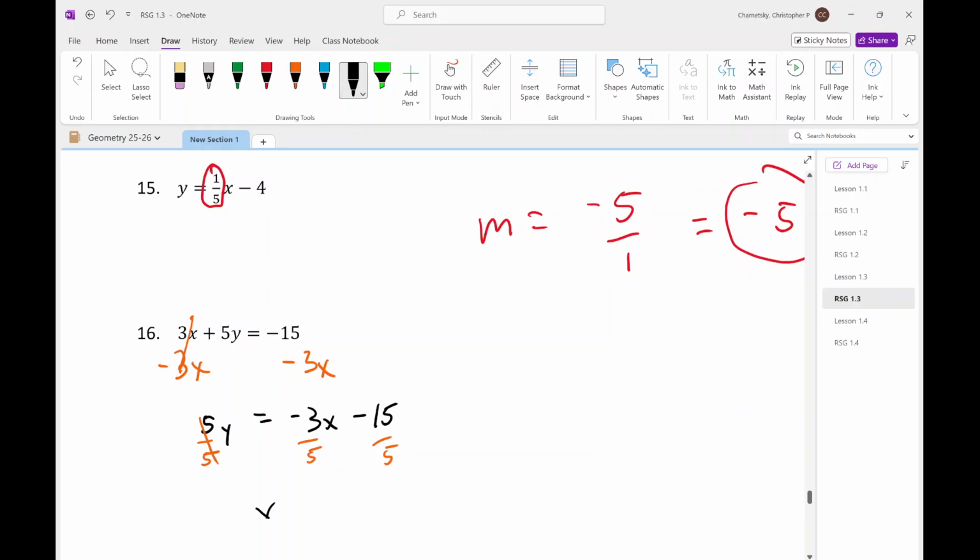So that our equation is now y equals -3/5 x minus 3. And now we can see where our slope is. Our original line is -3/5, so for a perpendicular line, we're going to flip that. It'll be positive 5/3.